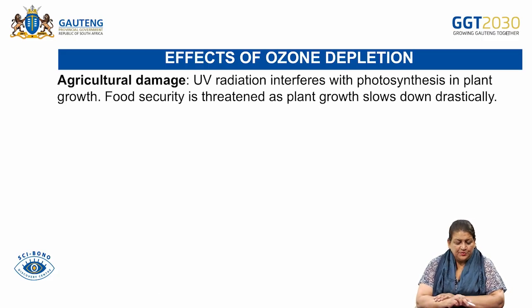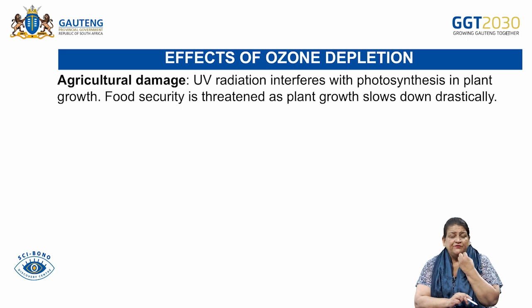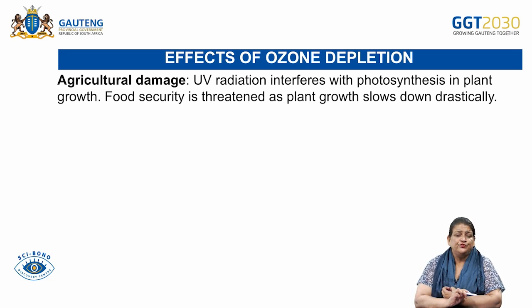So ozone depletion also causes crops to die. UV radiation interferes with photosynthesis in plant growth. Now this very hot light is coming through. The plants also need a certain temperature to photosynthesize. So if the temperature is going to increase because of the ozone depletion, it will affect photosynthesis, and then you're going to find that we will not get enough food crops. The plants are not growing well. There's very little fruit. There's very little flowers. And all that now is going to result in a loss of biodiversity and also affect food security.